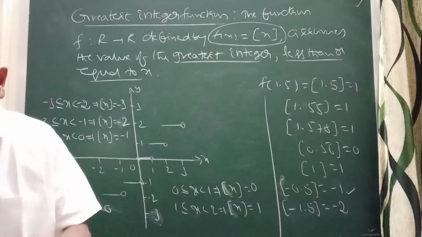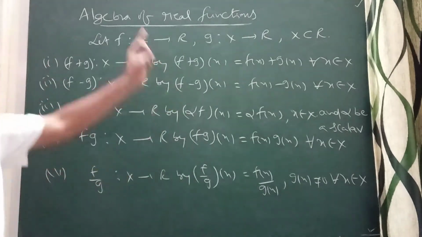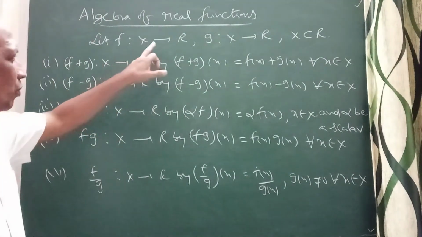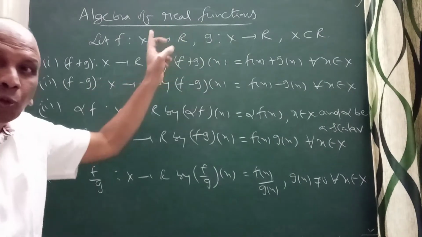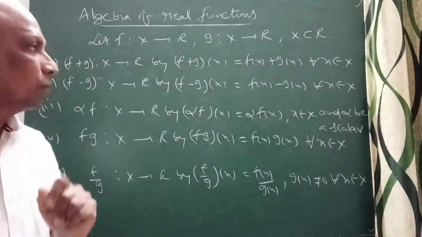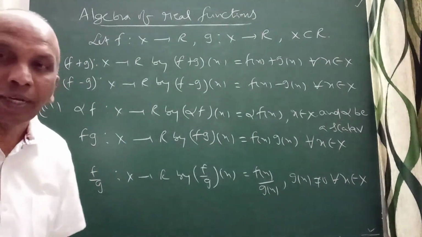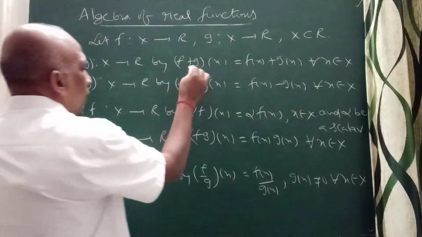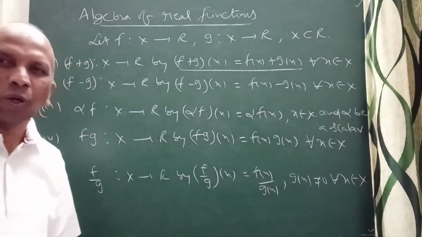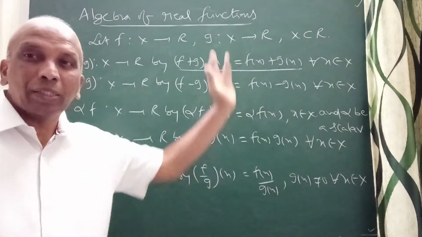Now I will discuss the algebra of real functions. In the algebra of real functions, you can see f from x to r, g from x to r. Both have the same domain and codomain. X is a subset of r. Now, we can combine two functions, f plus g, addition of two functions. It will be defined by f plus g of x equal to f of x plus g of x for all x belongs to x. You can combine them when both have the same domain and codomain, x a subset of r.